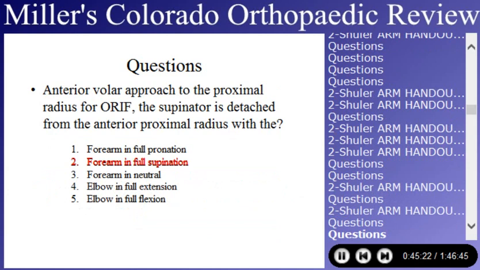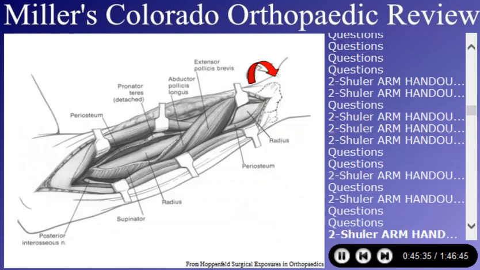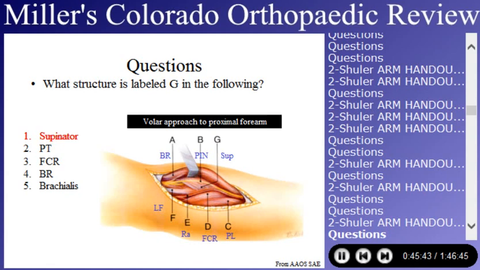Anterior volar approach to the proximal radius for open reduction internal fixation. Supinator is detached from the anterior proximal radius with the arm in what position? Full supination. Diagram shown here directly from Hoppenfeld, and it stresses that point. Once again, pay particularly close attention to these diagrams. These diagrams I've also seen on my exam.